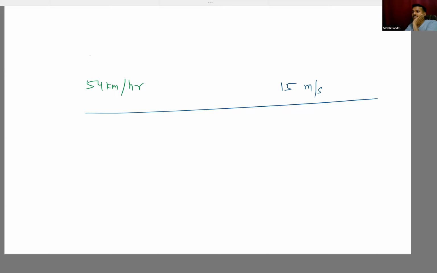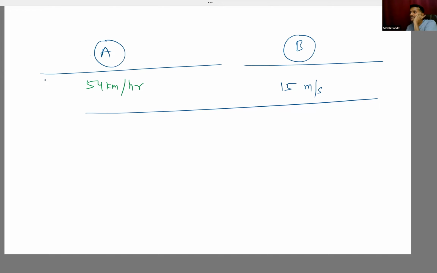Aditya says it is 15 meter per second. Roshan says it is 15 meter per second. Ritesh says something. Okay. So see, this is A, this is B. Which of the two is greater, A or B? Lokajit says it is 15 meter per second. Prince, what do you think? Which is greater? Prince thinks it is again 15 meter per second. Actually, both are same.